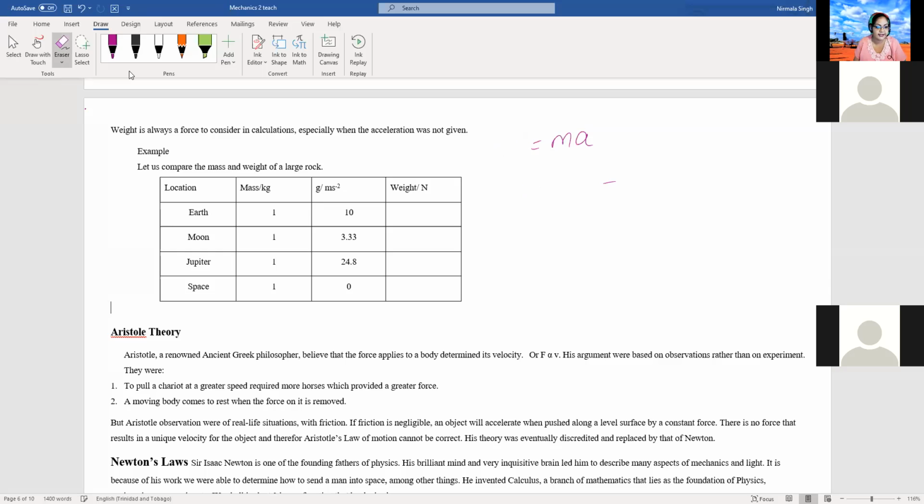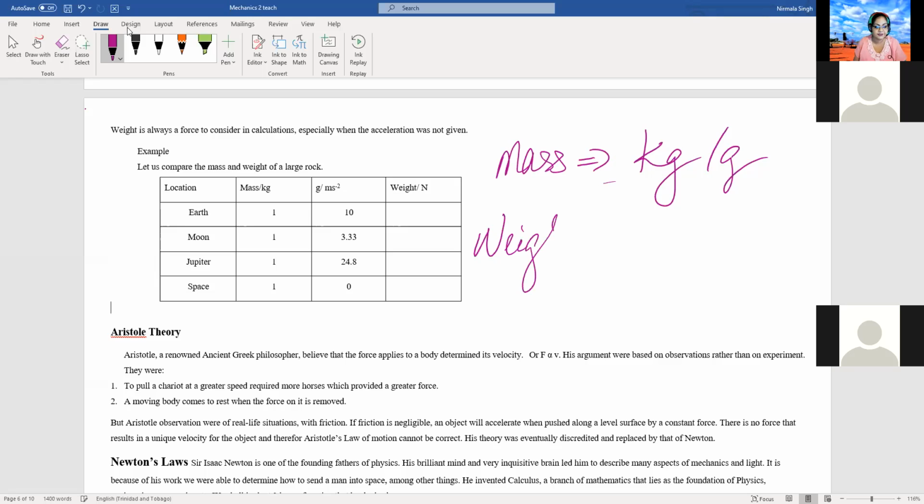So you have to know how to distinguish between the two. Please don't make the mistake of saying something is weight when you're actually talking about mass. Just to remind you all, mass is measured in kilograms or grams, and this is for physics. Don't go in the market and ask for 10 newtons of vegetables. They'll look at you like you're crazy, right? And weight is measured in newtons.